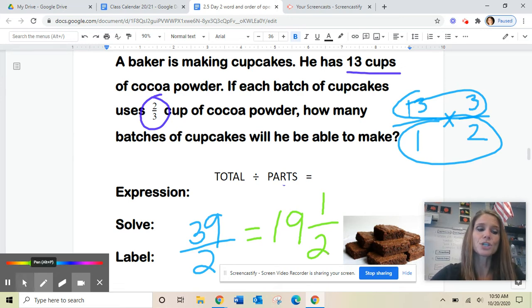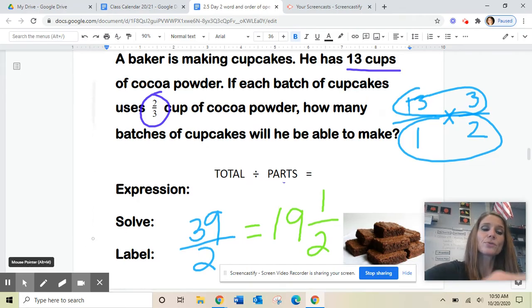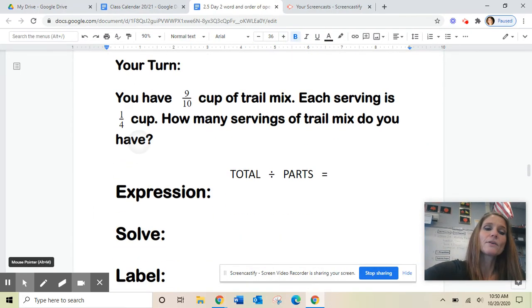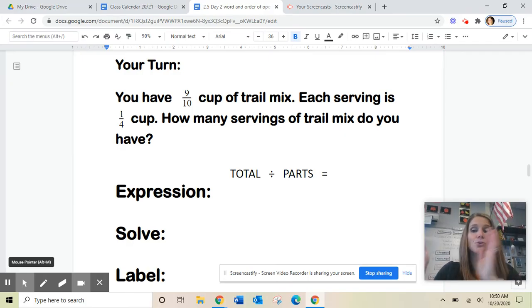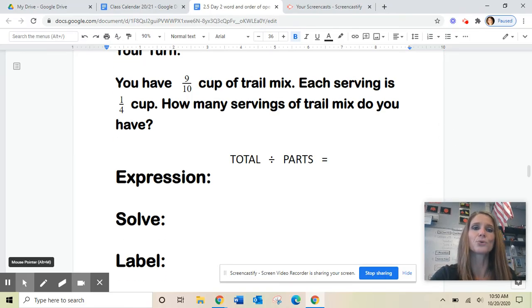Now we're going to give you a chance to try one yourself. You'll read through your story. Think of what expression you're going to write. Remember, we set it up by putting the total first, and then we're going to divide it into parts. Then you'll solve that division problem that you write. Remember to use that reciprocal. Simplify your answer and throw a label. We'll pause the video while you work.